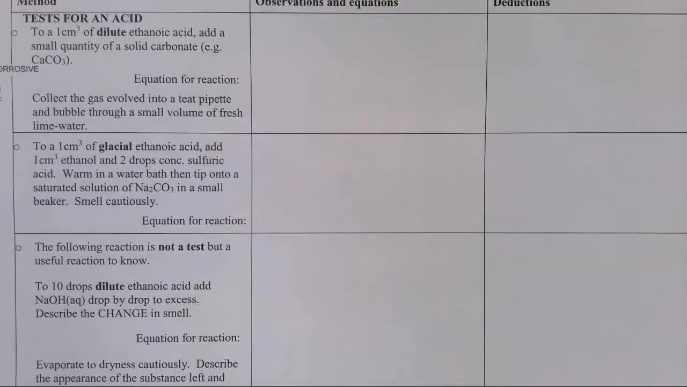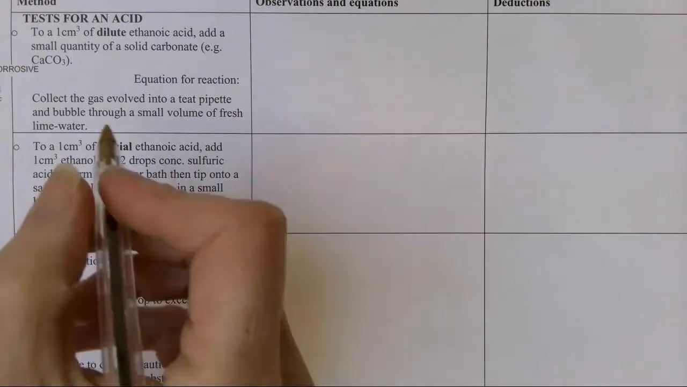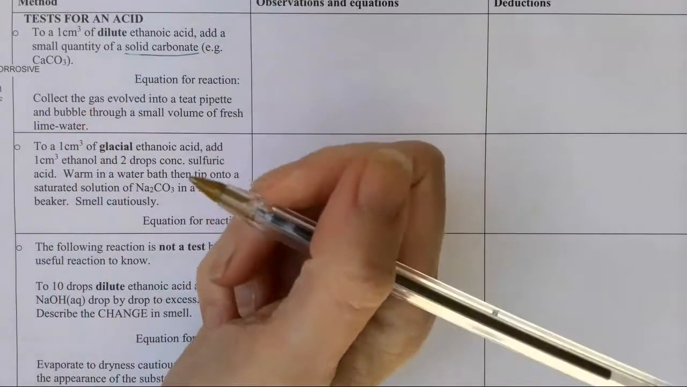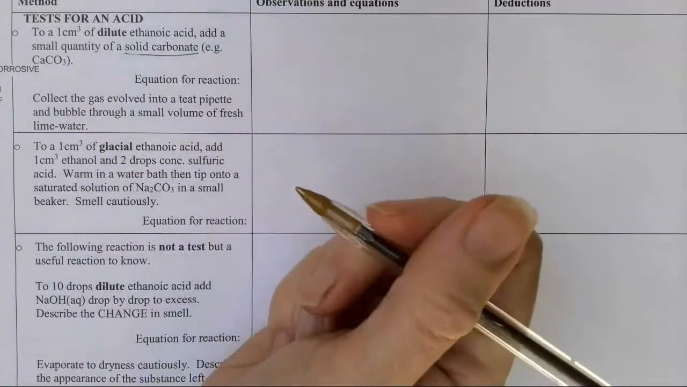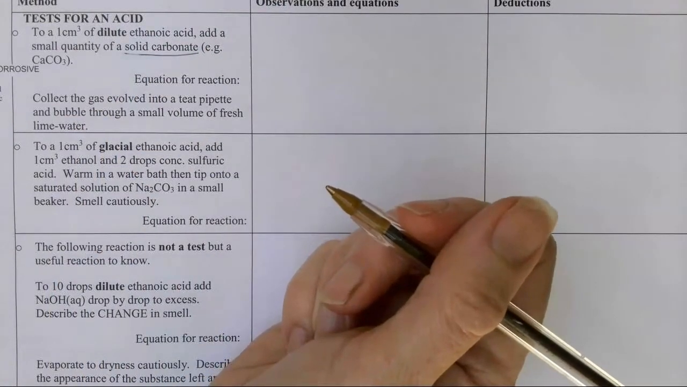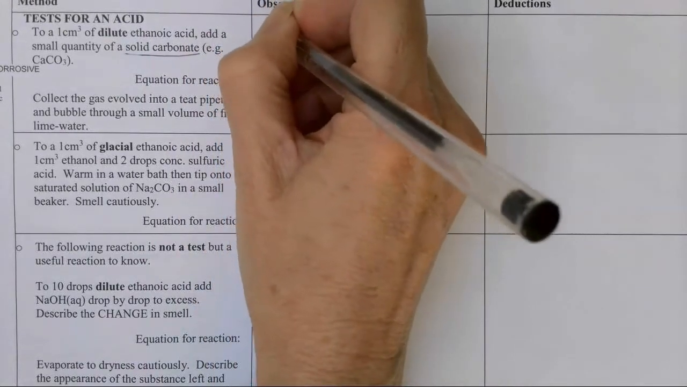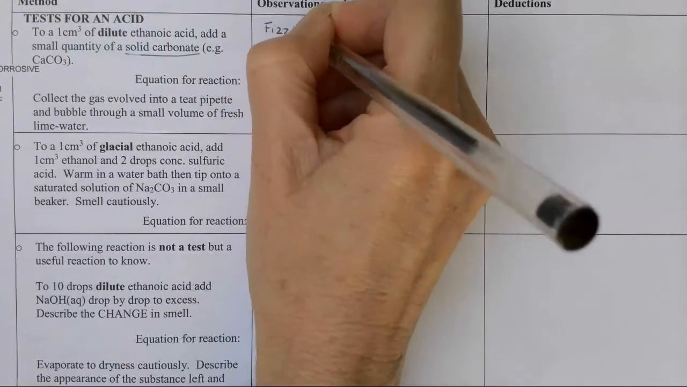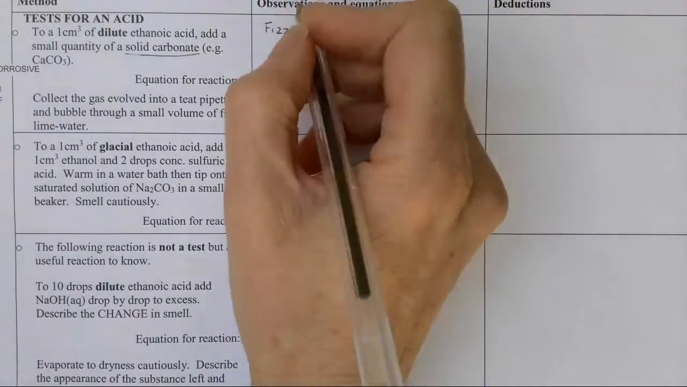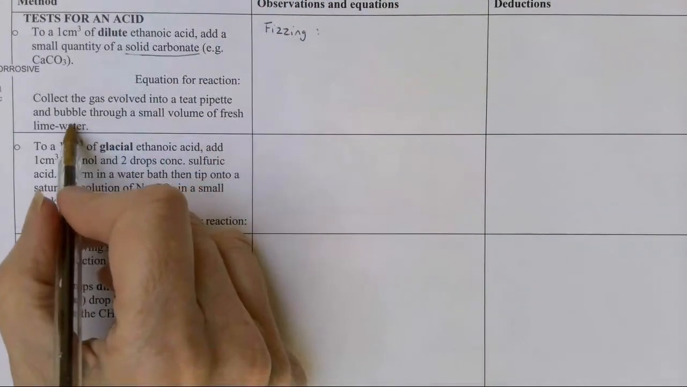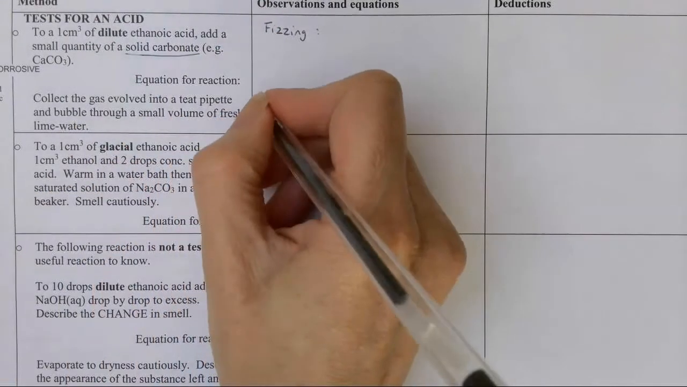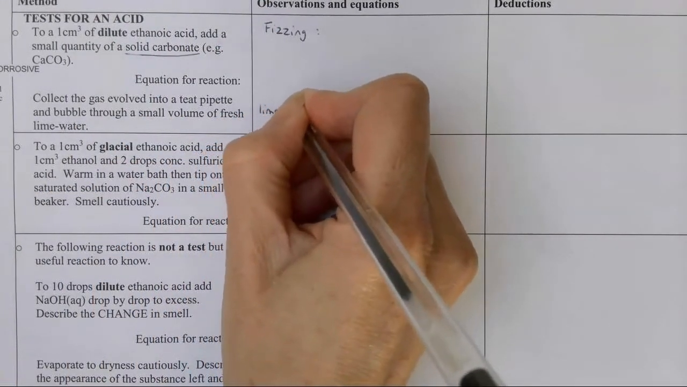Okay, so the first reaction was one of the reactions you saw in the video. And this is one of the first tests, and it's probably the easiest test for a carboxylic acid. You're going to add a small amount of carbonate. Now that could be aqueous carbonate, in this case it was a solid carbonate. And the observation is you get fizzing. You might have noticed it gets warm, but the major thing you get is fizzing. Now if I bubble that through lime water, I will see the lime water turn cloudy.